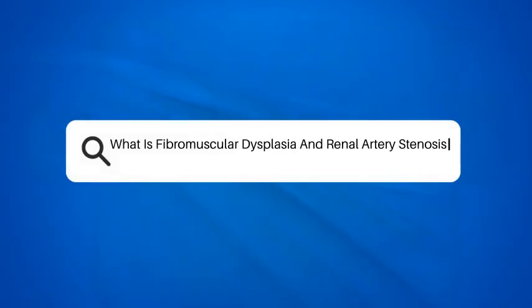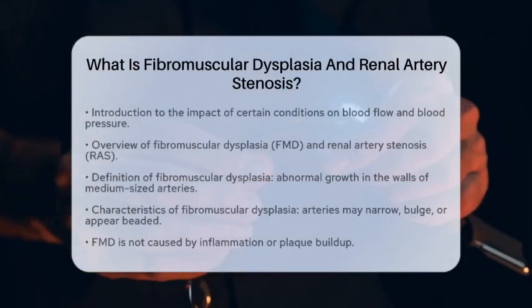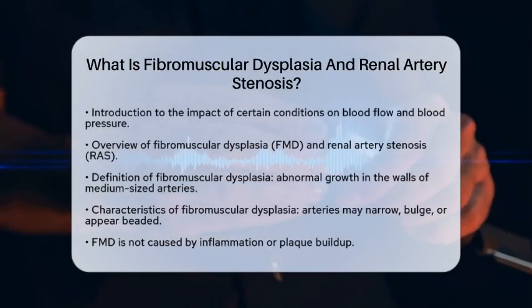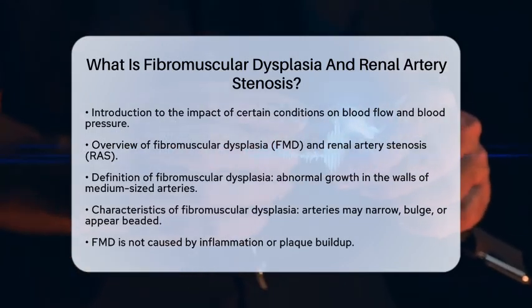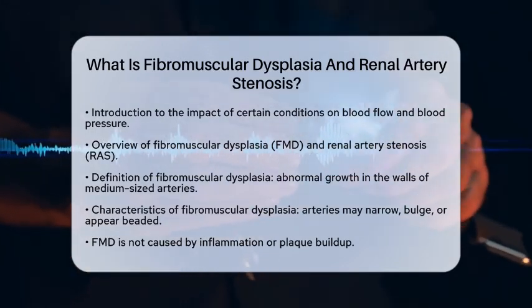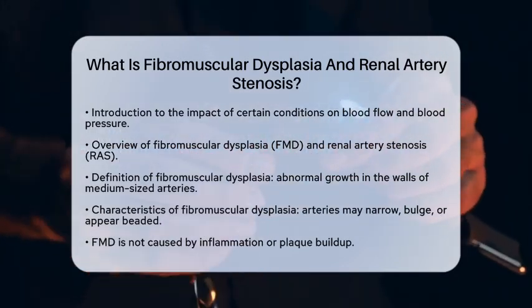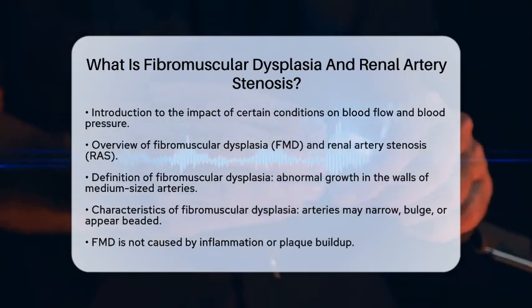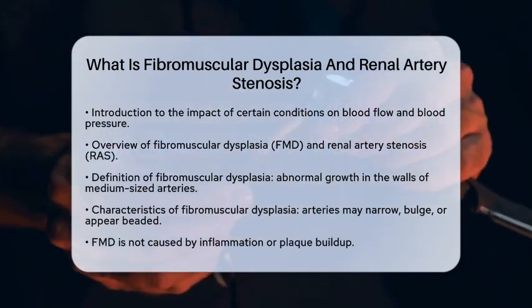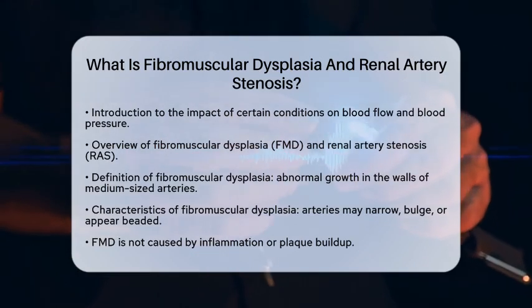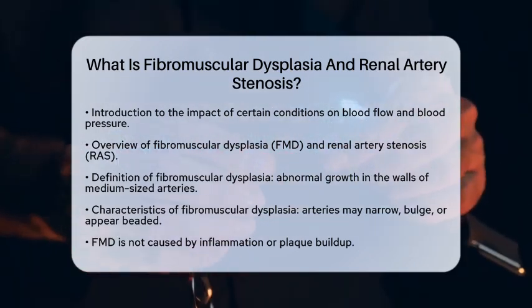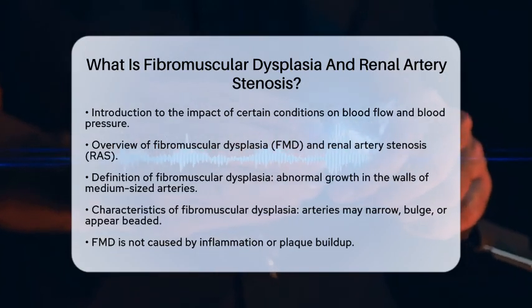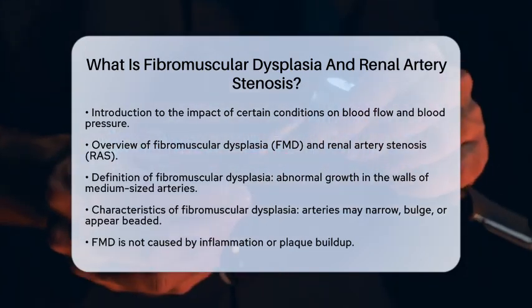What is fibromuscular dysplasia and renal artery stenosis? Have you ever wondered how certain conditions can impact blood flow and blood pressure? Today, we will discuss fibromuscular dysplasia and renal artery stenosis, two related issues that can significantly affect kidney health and hypertension management. Fibromuscular dysplasia is a condition where the walls of medium-sized arteries grow abnormally.